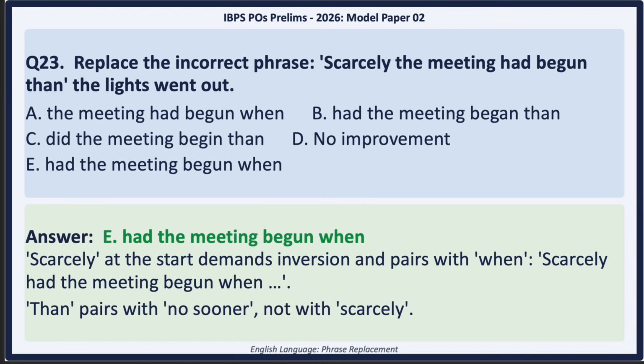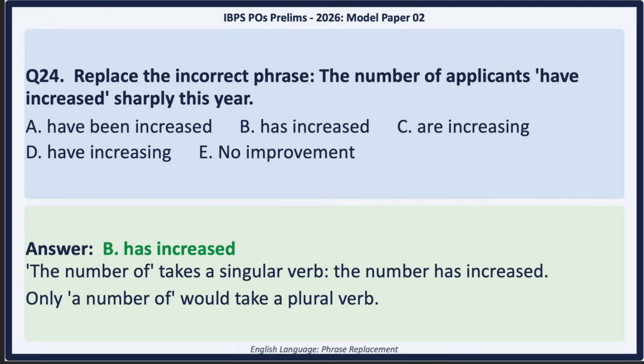Got it. Question 24 evaluates subject-verb agreement with determiners. The phrase is, the number of applicants have increased sharply this year.